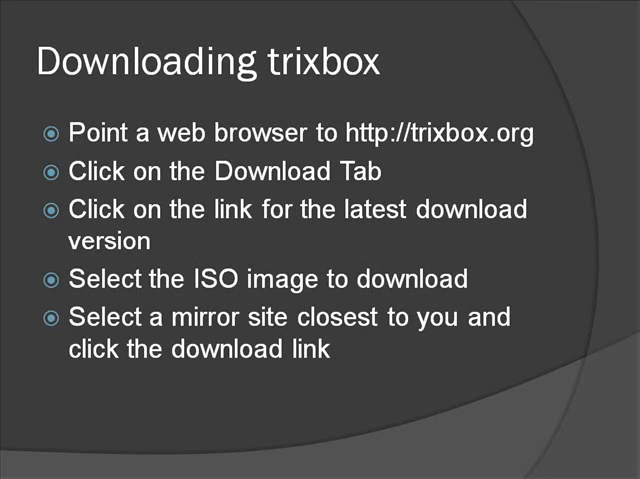To download Trixbox, just point your web browser to http://trixbox.org. Click on the download tab, click on the link for the latest download version, select the ISO image to download, and select a mirror site closest to you and click on the download link. This will download about a 550 meg file, so be prepared. This can take a while.